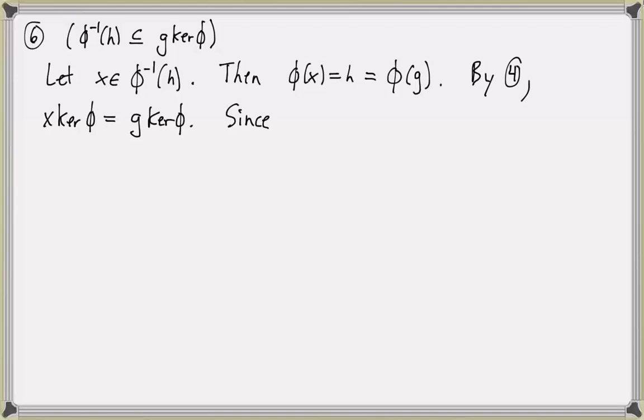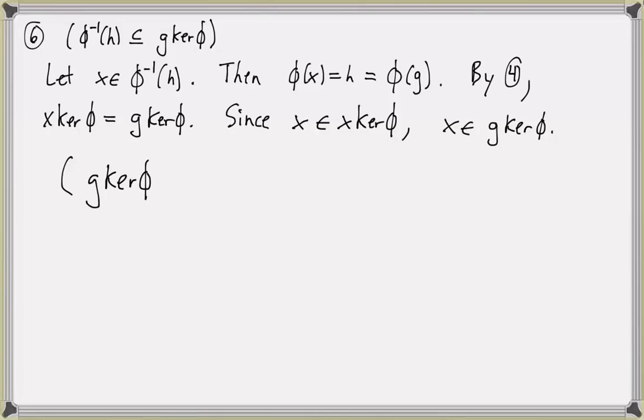Now, every element is in its own left coset, so X is an element of X kernel phi, and therefore X is an element of G kernel phi, because these two left cosets are the same. So we've just shown that the preimage of H is a subset of G kernel phi. Now we'll show that G kernel phi is a subset of the preimage of H.